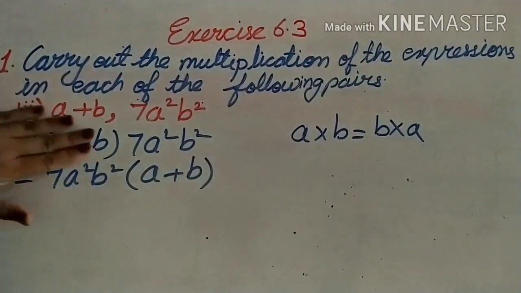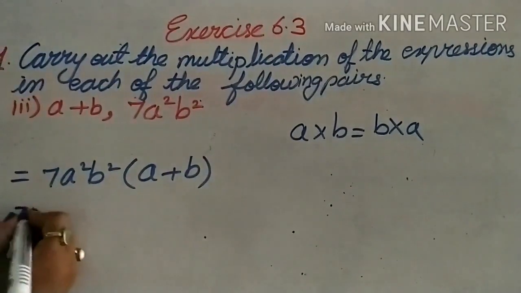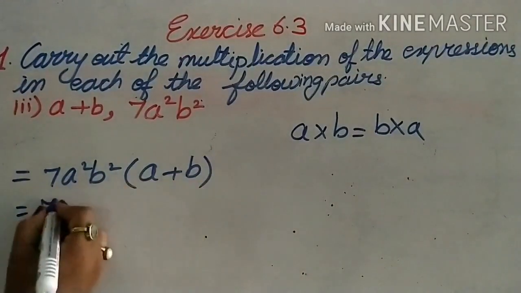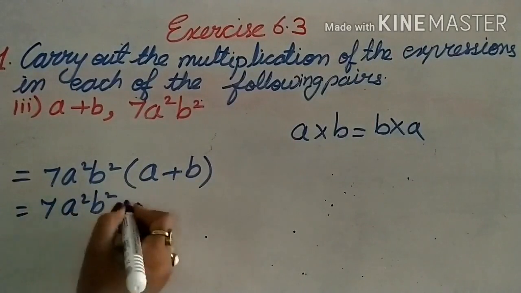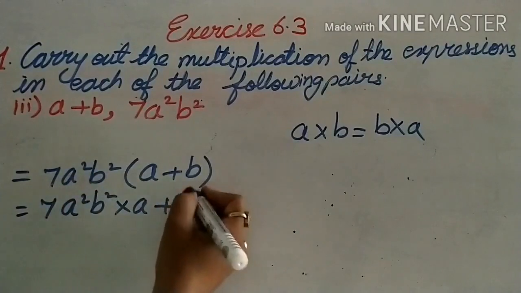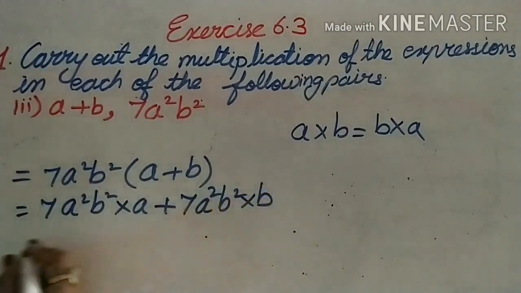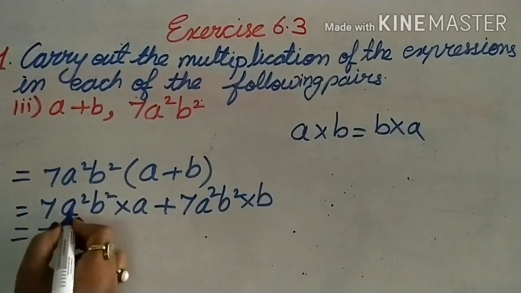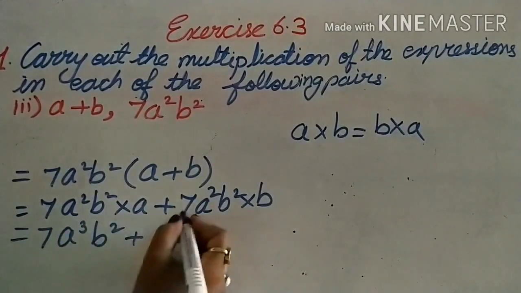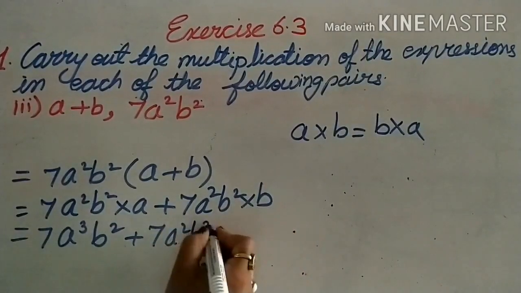Yes. Now we have to find the multiplication of these expressions. Is equal to, because this 7a square b square we have to multiply to a as well as b. 7a square b square into a, this plus sign as it is. Now this 7a square b square we have to multiply to this b. 7a square b square into b is equal to 7, a square into a, it is a cube, and b square as it is, plus sign, 7 a square as it is, b square into b, it is b cube.